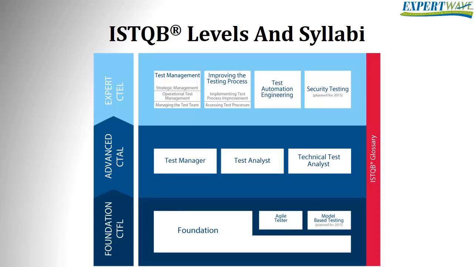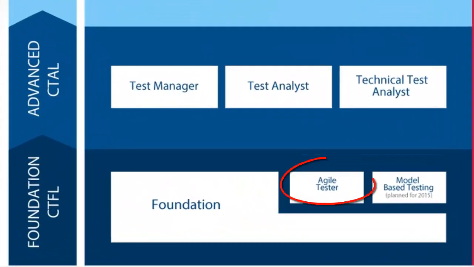ISTQB has defined 3 levels of syllabi: Foundation, which is the target of this course; Advanced, which are Test Manager, Test Analyst, and Technical Test Analyst; Expert, improving the testing processes, test management, test automation, engineering, security testing, and so on. There's a new extension for the foundation level called Agile Tester.